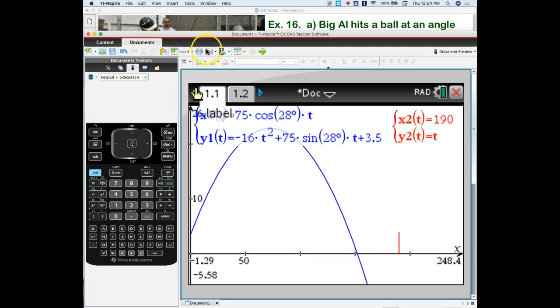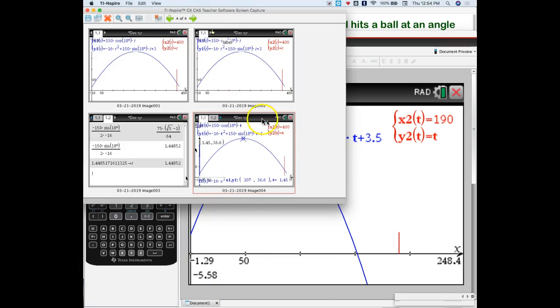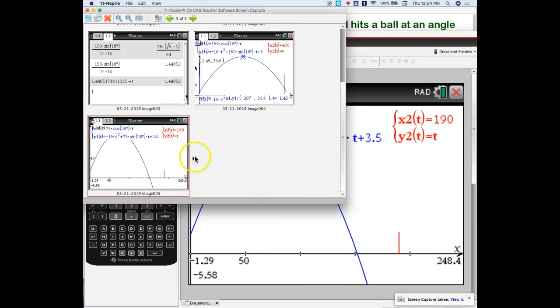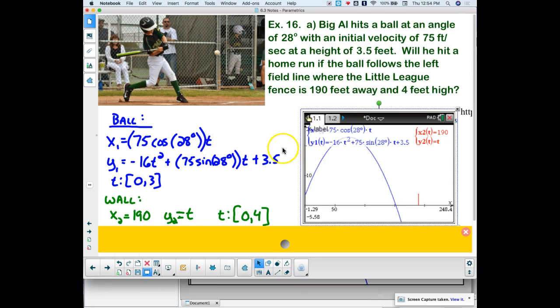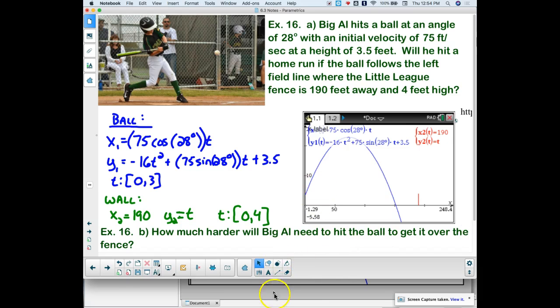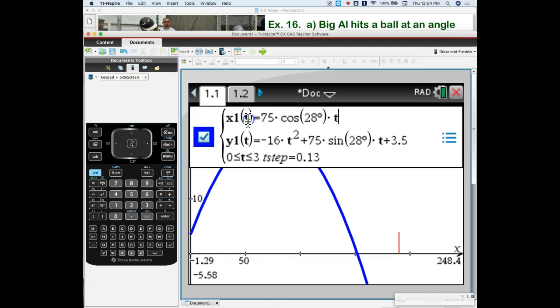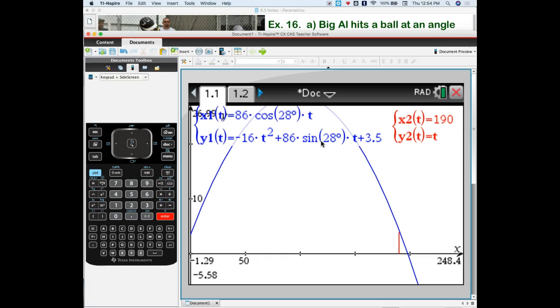Okay. Now, I didn't uncover the second part of that one, but the second part was what must the velocity be for him to actually hit a dinger? And that velocity is, I think, 86 feet per second. Yep. And then he clears the fence. Okay.